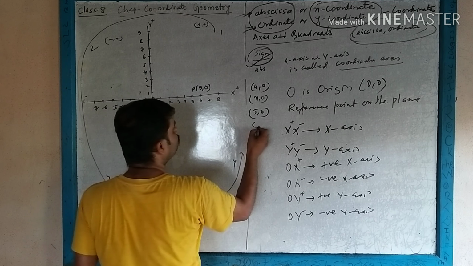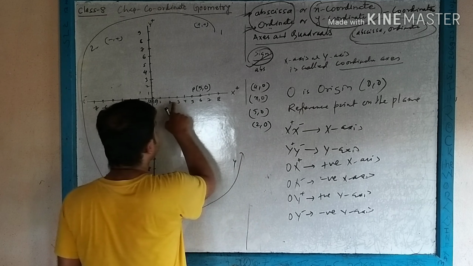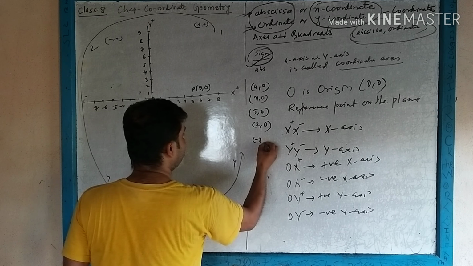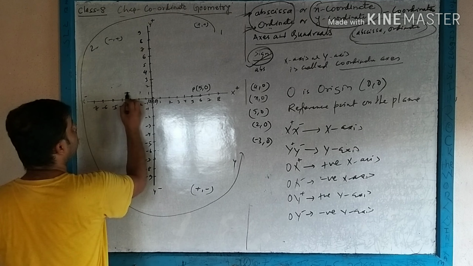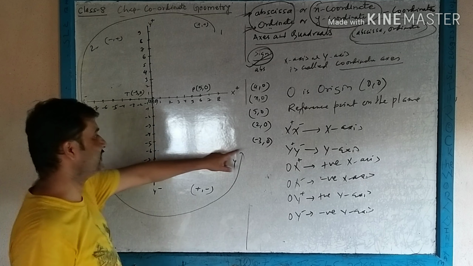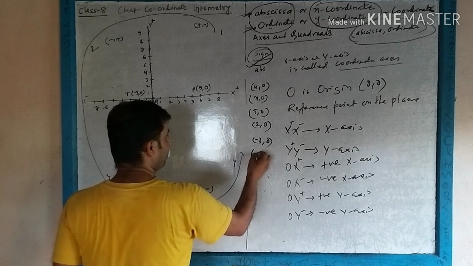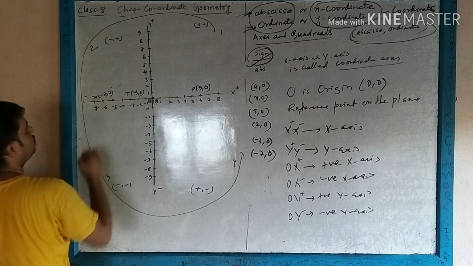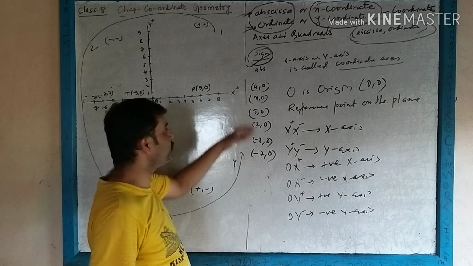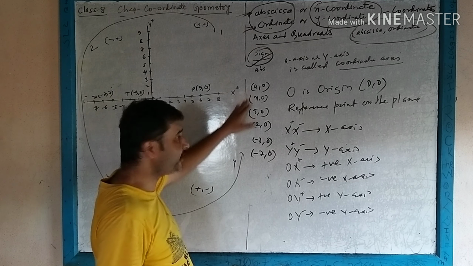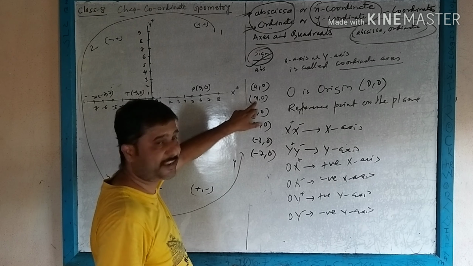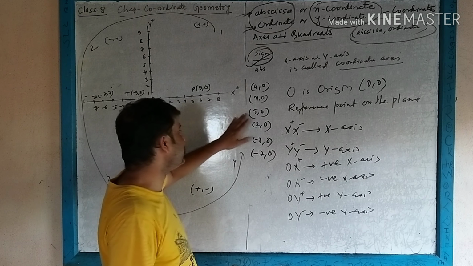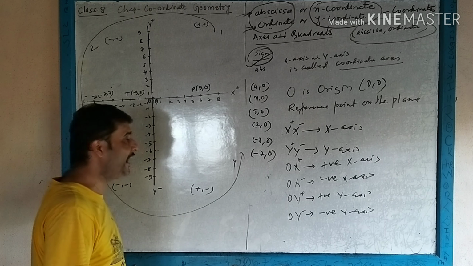If I say 2, then the value of x is 2, and 2 comma 0 will lie over here. If the value of x is negative, suppose minus 3, then minus 3 comma 0 will lie over here on the negative x-axis. It can be minus 7 comma 0, which also lies on the negative axis. If x is positive, the point will lie on the positive axis. If x is negative, the point will lie on the negative axis.